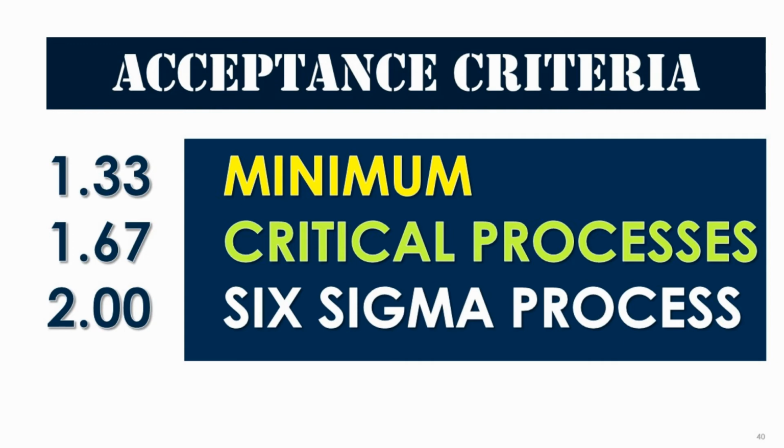That is for our critical characteristics. If you achieve 2.0, you are going to see a Six Sigma process.